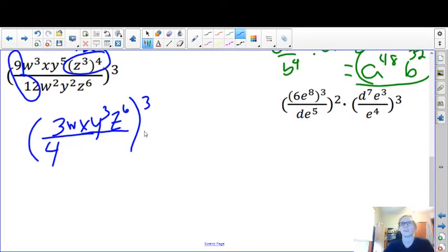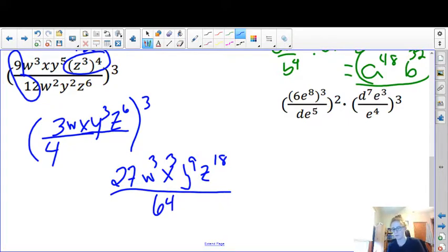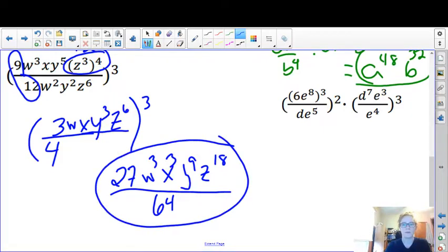All cubed, and I know it's not a straight line, I'm sorry. Not the best at writing a straight line on my board. So now everything gets this third power. So 3 cubed is just 27. w cubed, x cubed, y to the 9th, z to the 18th. 18, and I wrote 12. Over 64, because 4 to the third is 64, not 64th. There's no th there.